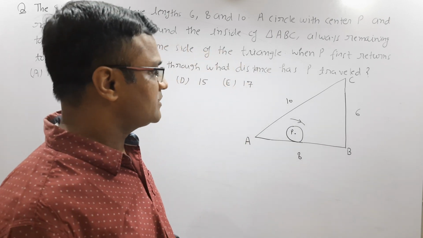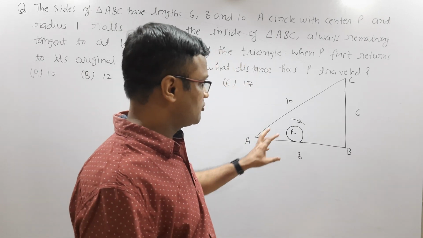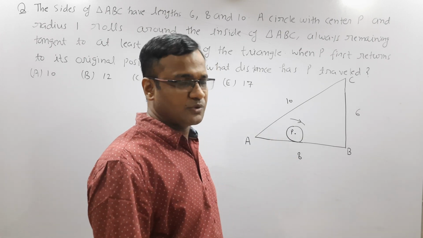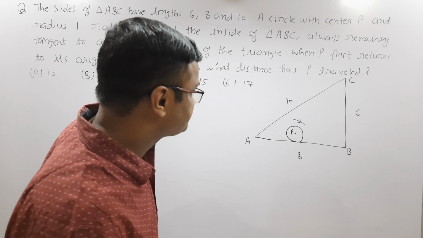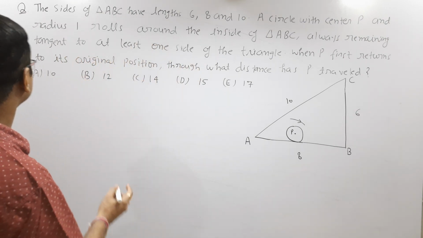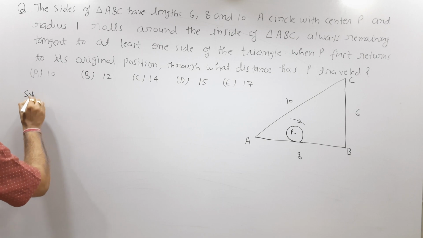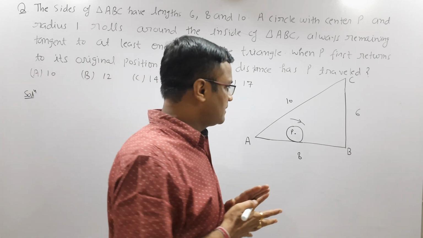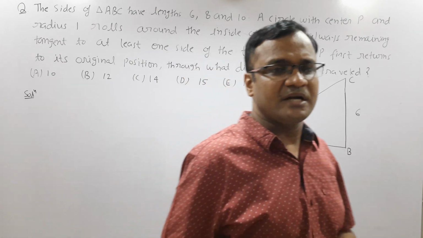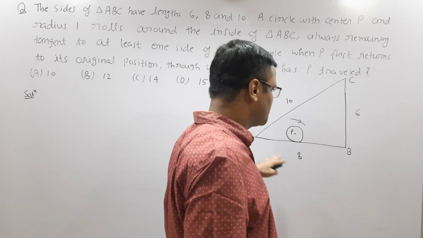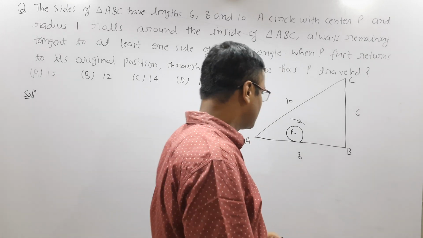And you have to find out the total distance traveled by the center of this circle when it first returns to the original position. This is actually the question. Okay, so let's get started with the solution part. First of all, it is important to locate the locus of the center of the circle when it moves over the sides of the triangle.